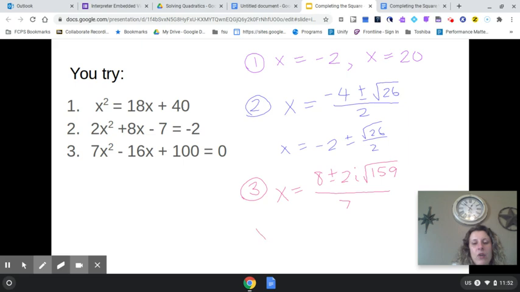I guess I could rewrite this as 8/7 plus or minus 2i over 7 times the square root of 159. Again, those are equivalent forms. They mean the same thing.